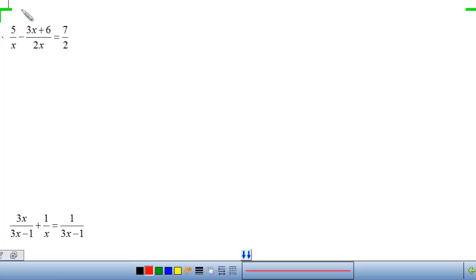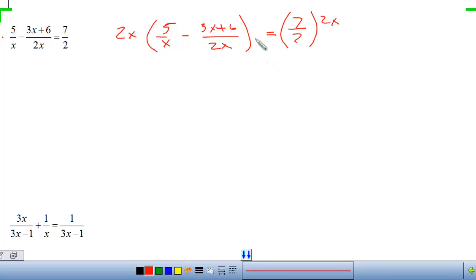Okay, so let's take a look at this example. And again, I'm looking for the least common denominator. What do these all go into? And I see that all of these go into a 2x. So I'm going to use that. So I'm going to say 2x, that quantity is being multiplied by. Now I'll multiply it by the left side. And then I have the right side, and I will multiply this by a 2x.